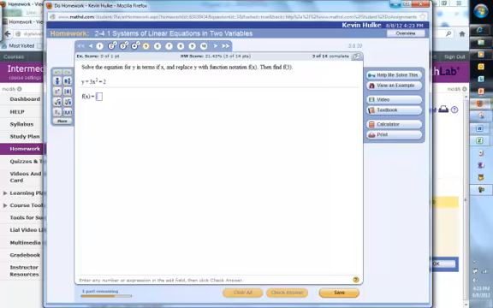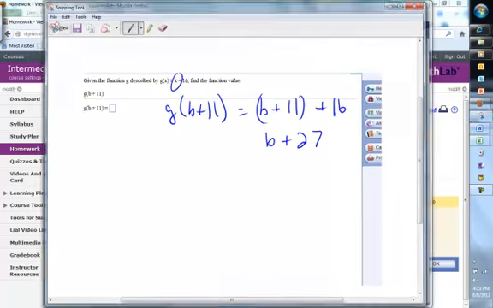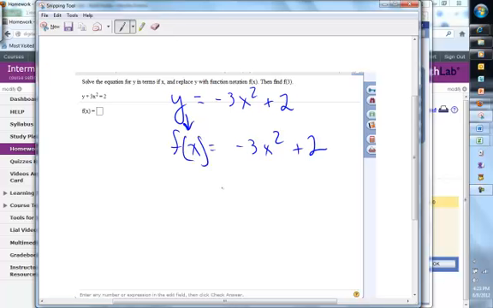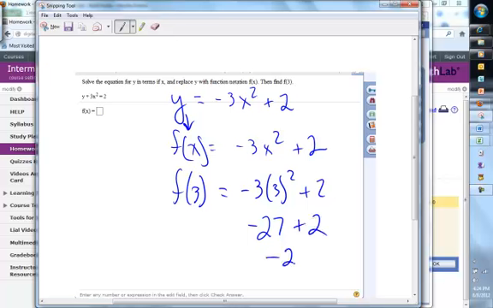Find f of x and f of 3. Okay, so solve for y. Y equals negative 3x squared plus 2. Or f of x equals negative 3x squared plus 2. Remember, once it's solved for y, you can just write f of x. And then find f of 3 is negative 3 times 3 squared plus 2. 3 times 3 is 9, times negative 3 is negative 27, plus 2 is negative 25.